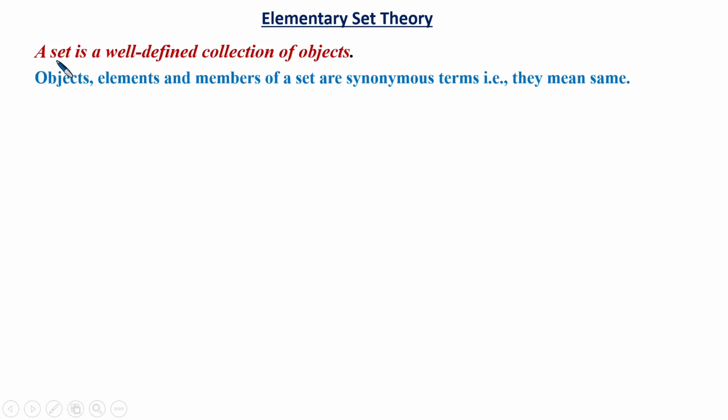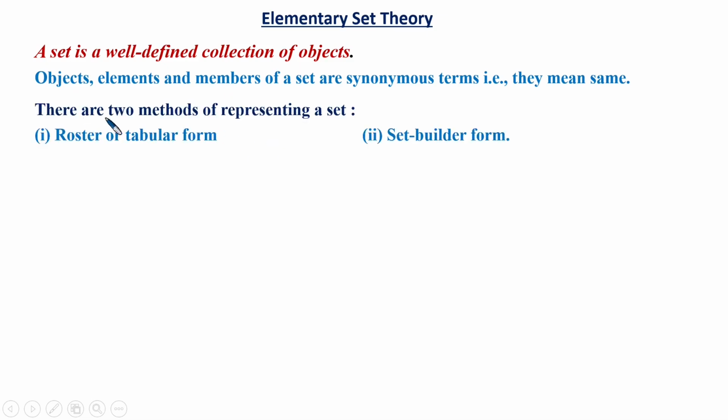So what is a set? A set is a well-defined collection of objects. Object, element and member of a set are synonymous terms. That is, they mean the same. So you can term it as an object or element of a set or member of a set. There are two methods of representing a set. One is the roster or tabular form, and the second is the set builder form.